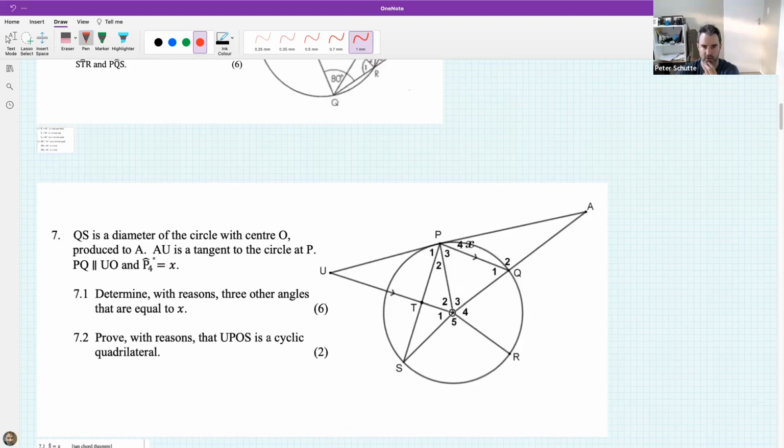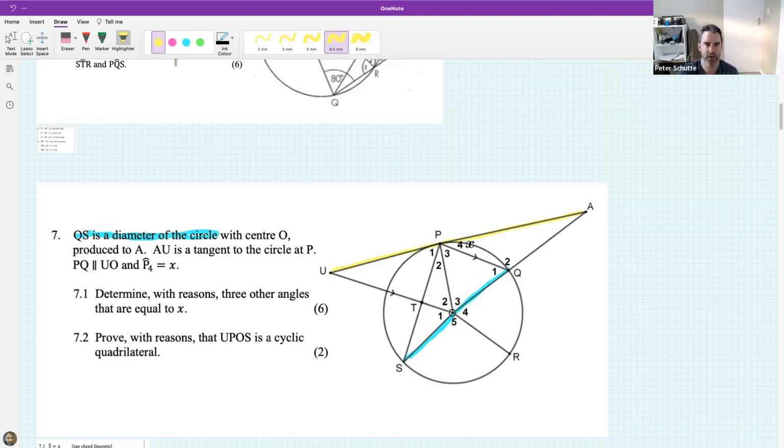So in this question, step one is find other angles equal to x, but let's do a quick little introduction. So QS is the diameter of the circle. The drawing is a bit wonky, but it actually goes straight through. QS is the diameter. AU is a tangent to the circle at P. So let's get my yellow out. So here is my tangent to the circle at P.